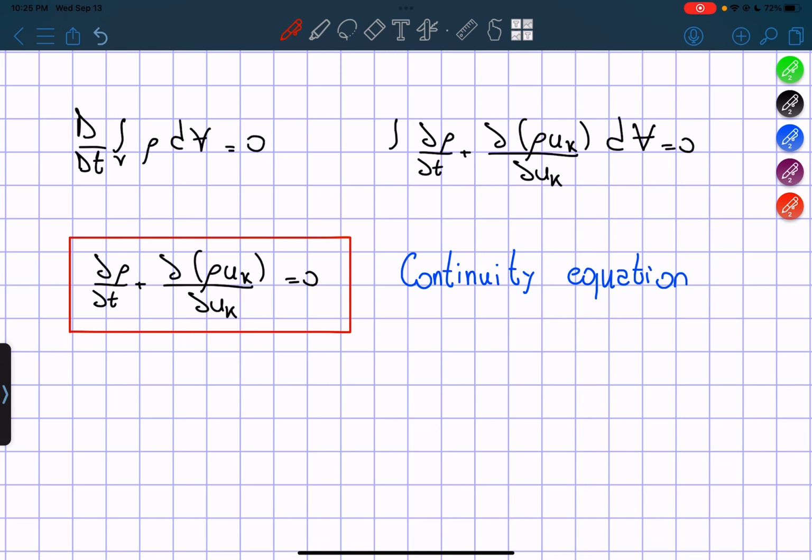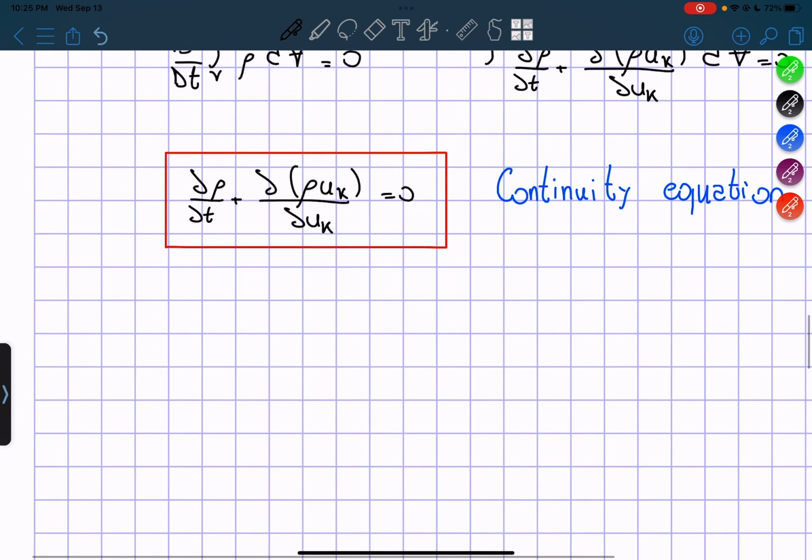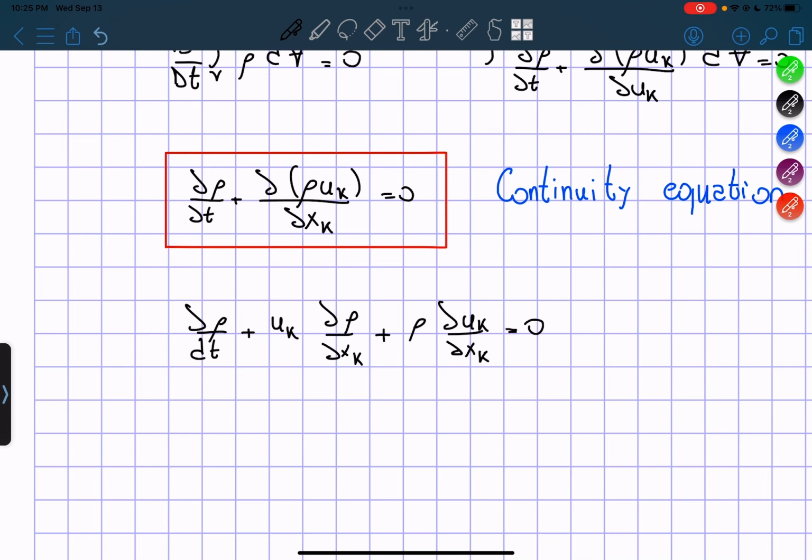Okay, so what can we do with this? Well, the first term will remain the same, and for the second part we can apply the chain rule. So we're going to have uk times the derivative of the density over a distance, and then rho times the derivative of our velocity over a distance. Actually, the bottom will be xk, because we're talking about a direction, sorry. And of course, this still equals 0.